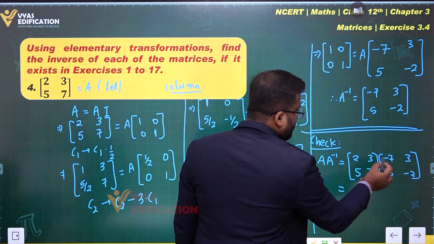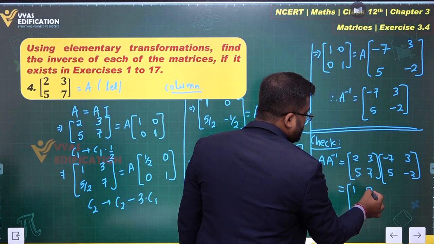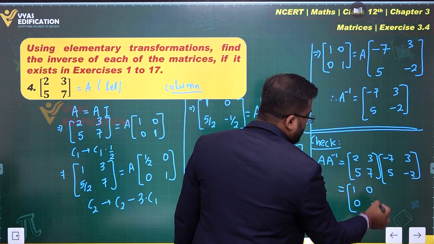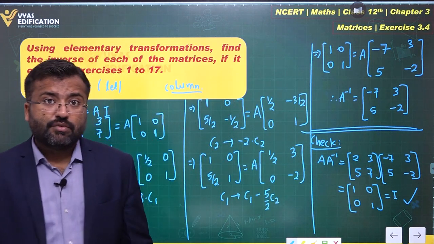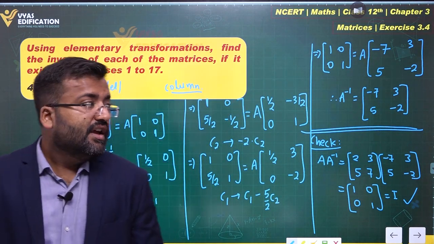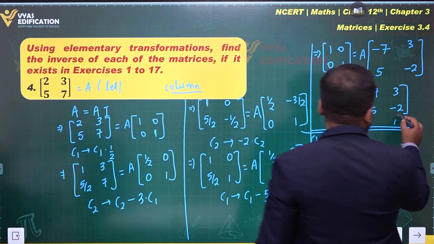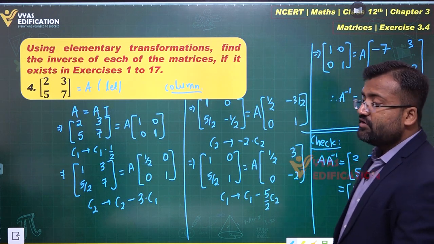This is minus 14 plus 15, which will become 1. 6 minus 6, which is 0. Minus 35 plus 35, which is 0. 15 minus 14, which is 1. This is equal to I, which is okay. This should be the identity matrix, and this is okay. Yes, that is the correct answer for this question. Let me move aside for a bit so you can take a look at the complete solution, and that is all in this question over here.